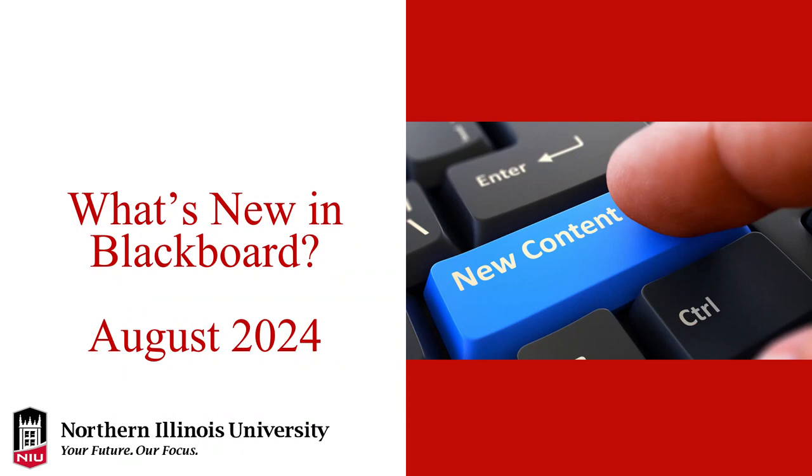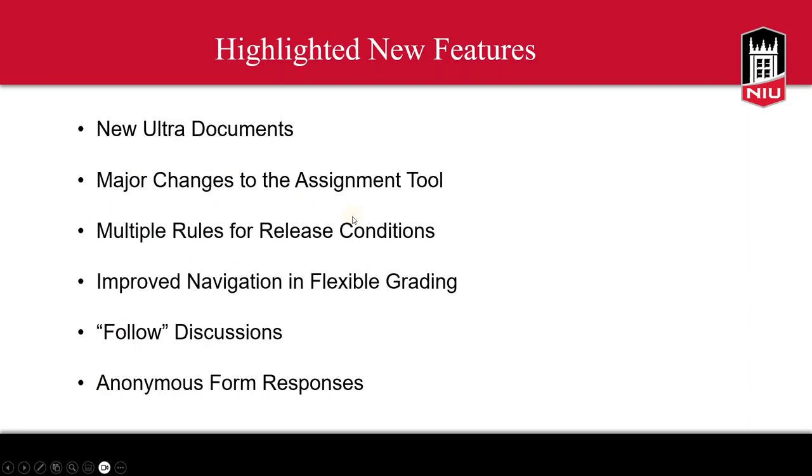Blackboard's August release is now live as of August 8th, 2024, and will feature several new significant additions and changes. These include a complete overhaul of Ultra Documents, as well as major changes to the assignment tool. Additionally, instructors will now have the ability to add multiple rules for release conditions. Improvements have been made in the navigation and flexible grading. Users will have the ability to follow discussions, and instructors will have the ability to allow anonymous form responses.